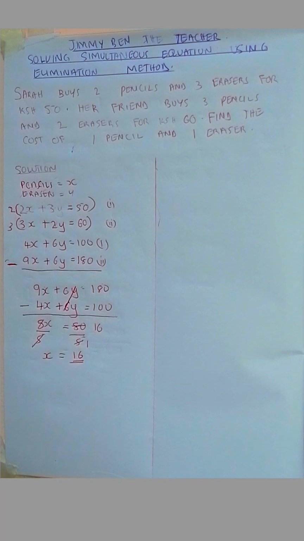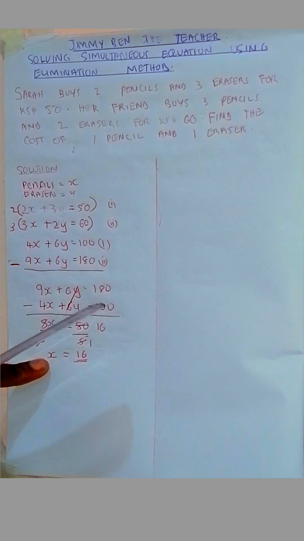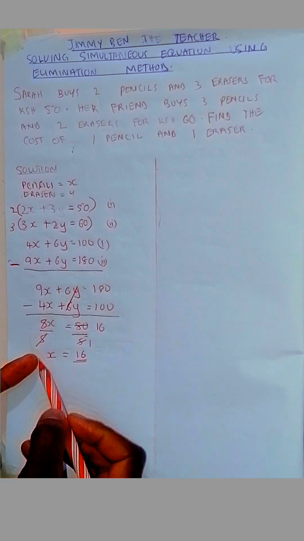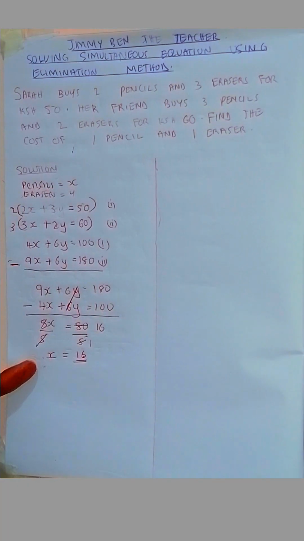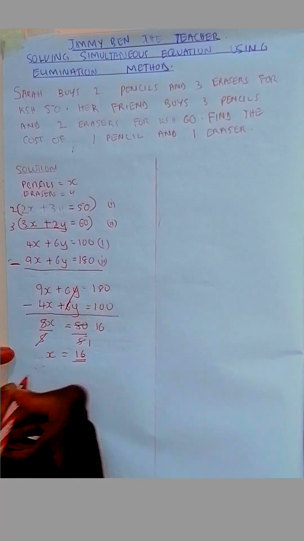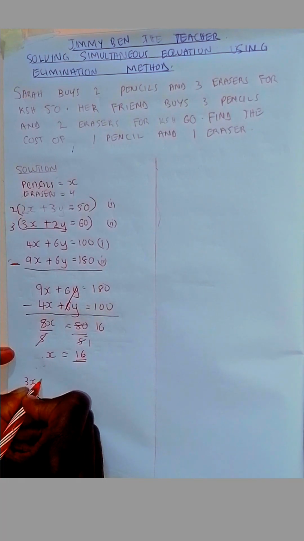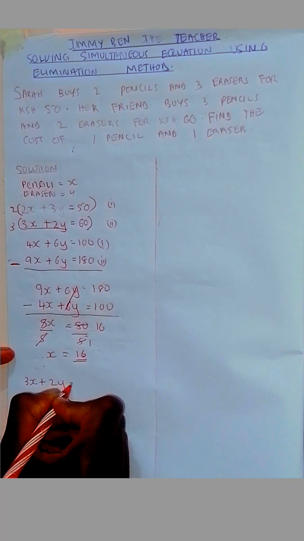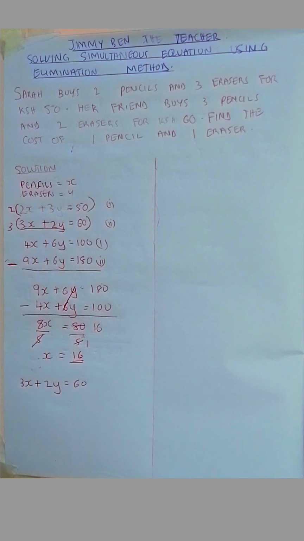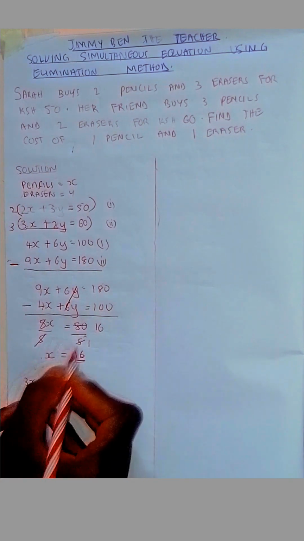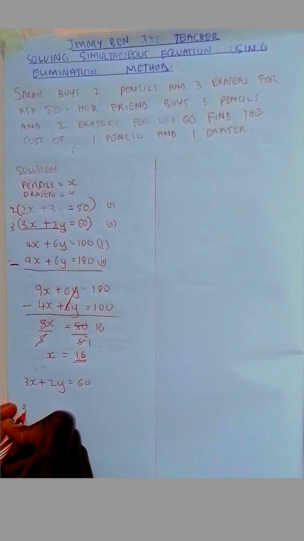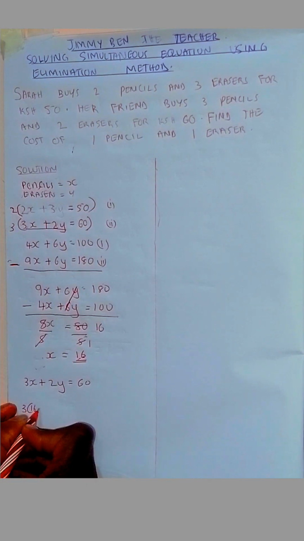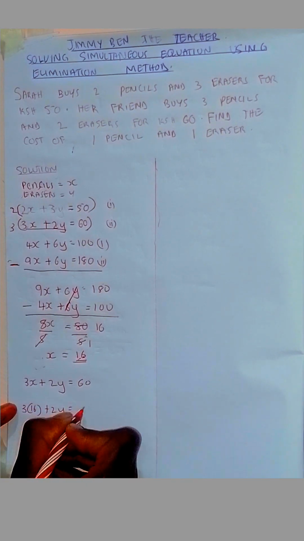For us to find the value of y, we will substitute the value of x in the first or the second equation. All right, let us do that. We can use the second, 3x plus 2y is equal to 60. We use this equation to find the value of y. Let us substitute x. So this will be 3 times 16 plus 2y is equal to 60.